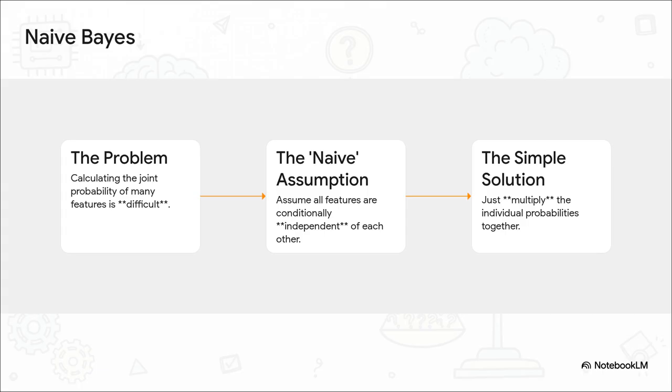Now, we know that's not perfectly true. Paw depth and size are obviously related. But this assumption lets us do something super simple. Just multiply their individual probabilities together. It turns an impossible calculation into basic math. And you know what? It works surprisingly well for things like spam filters, because even if the final number isn't perfect, the mountain of evidence usually points you in the right direction.